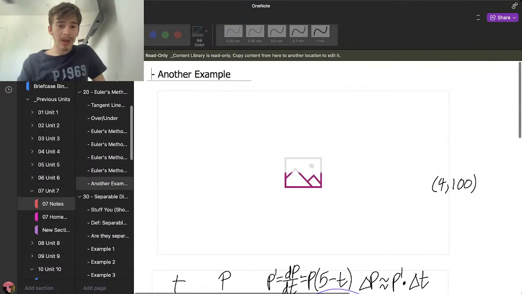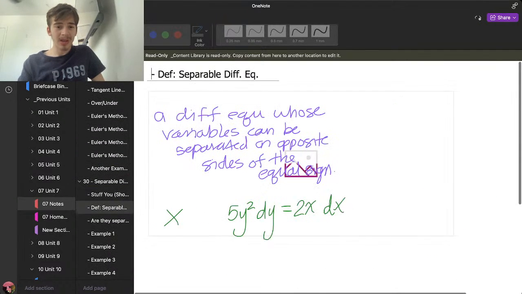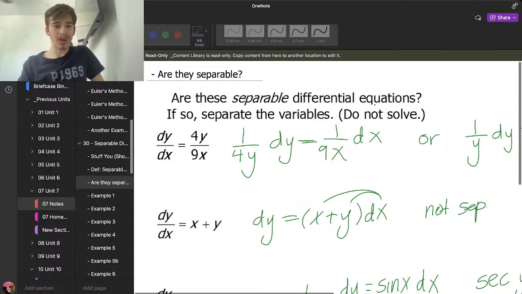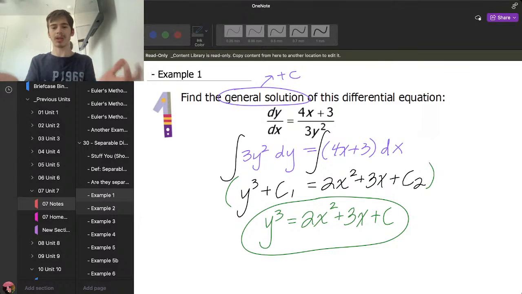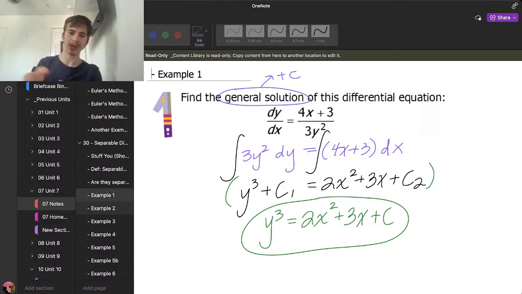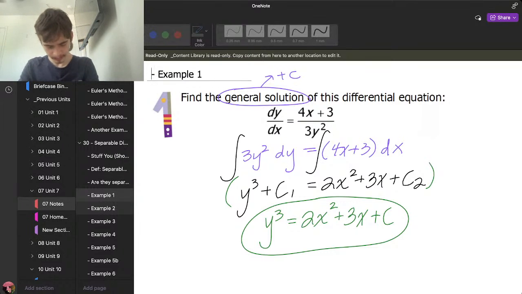Okay, no more examples of that stuff you should already know. Separable equations: just put your x's and your y's on the same side. It's that simple. And then just integrate it. Put your dx's with your x's. Put your dy's with your y's.